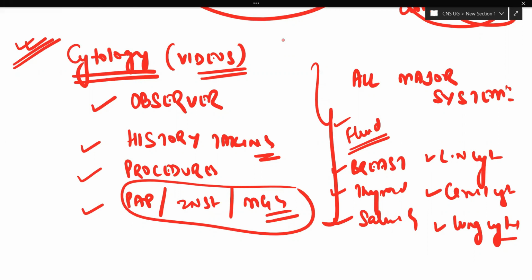What you have to do in cytology: all the major systems should be done. You should be a good observer. You should be able to do the PAP and the MGG staining. The basics of the procedure should be known, and details of history taking, and taking consent from the patient, describing the lesion, writing down the patient details. Okay, that is very, very, very important.